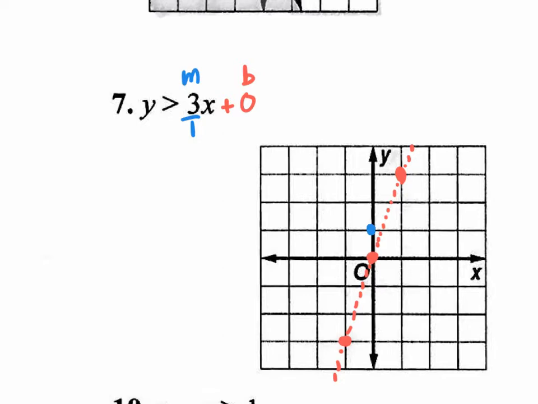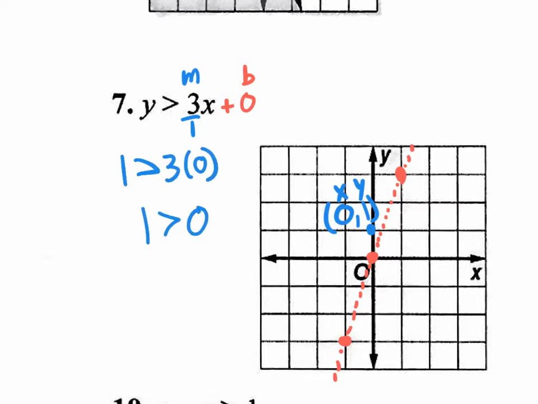So we could use the coordinate 0, 1, plug in 0 for x and 1 for y. Let's actually do that with the original. Plug a 0 for x and a 1 for y. That will say 1 for y, 3 times 0 for x. 1 is greater than 0. Is that true? Yes, it is. So this point does work. That means that all the points up here work. All the points on this side of the line work. So let's shade in that side of the line. You see, it's easy.